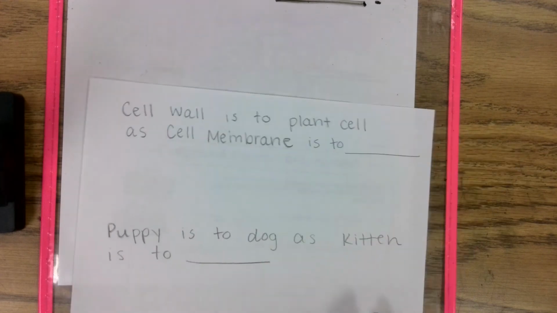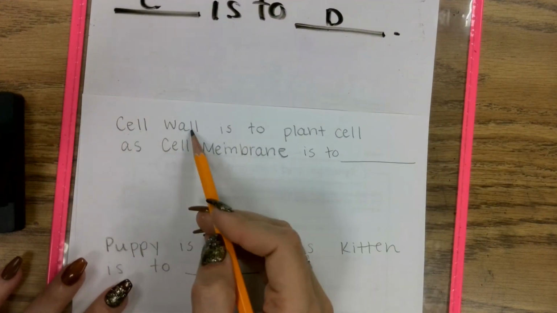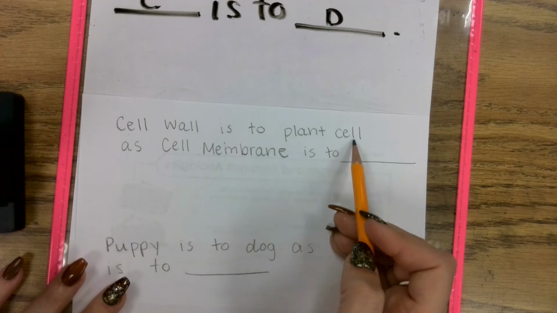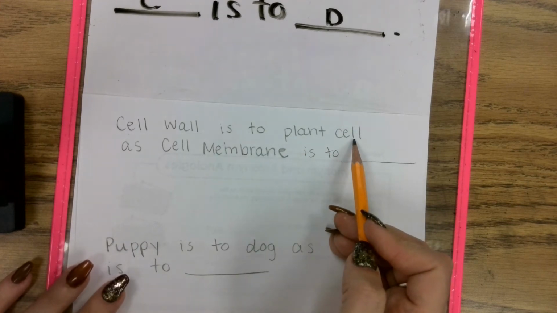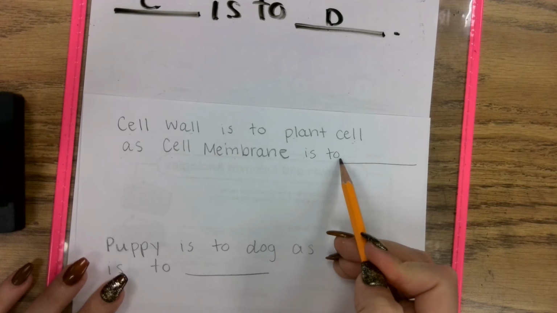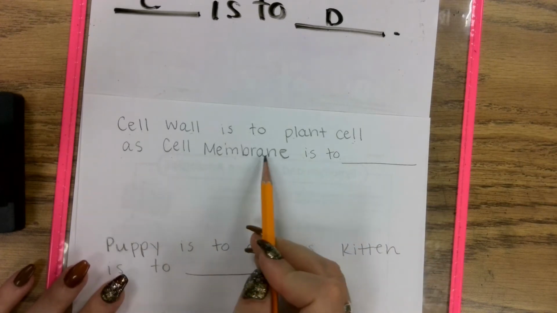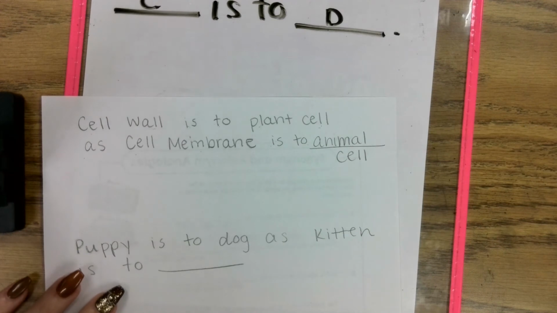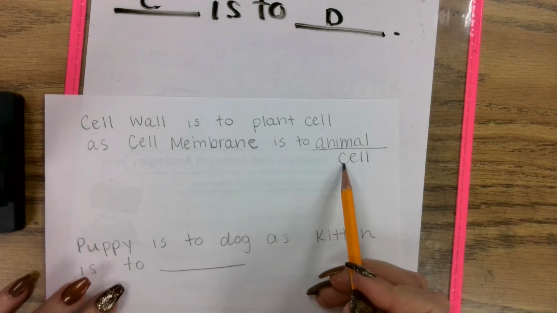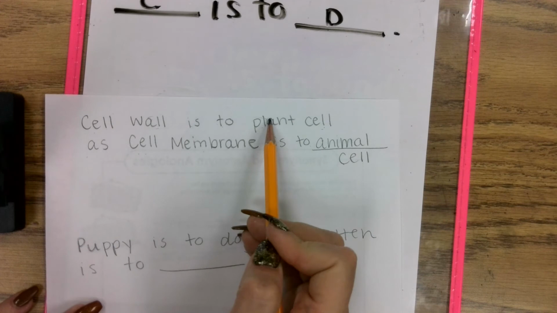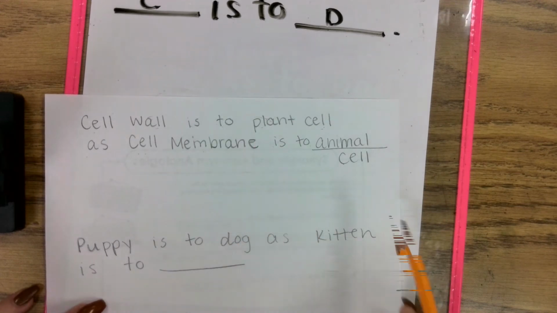So let's look at a science-related one. Cell wall is to plant cell. The cell wall is the outermost layer of the plant cell. It's the part that's all the way on the outside. So a cell wall is to plant cell as cell membrane is to animal cell. The cell membrane is the outermost part of an animal cell. So plant cell and animal cell aren't necessarily opposites, just like cell wall and cell membrane aren't necessarily opposites.